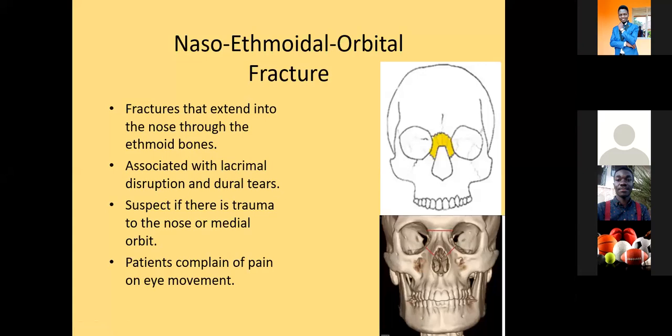Fractures that can extend into the nose through the ethmoid bones are associated with lacrimal disruption and dural tears, and you can suspect them if there is trauma to the nose or the medial orbit. The patients can also complain of eye movement problems. The eye can be trapped: the muscles which move the eye can be trapped in a fracture line, and then it becomes a problem for the patient to move the eye.